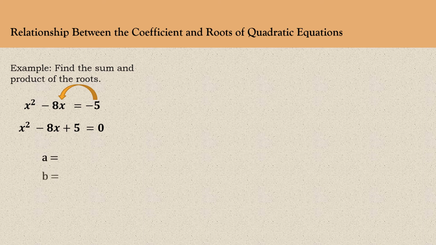Again, okay, tama. You have to find a, b, and c. A is 1. What is b? Correct, b is negative 8. How about c? C is 5. So ang c is 5 ha, dili si negative 5. Diha na ta magkuha value sa atong a, b, c pag naka-general equation na siya sa quadratic.